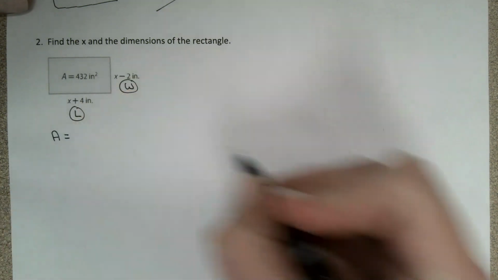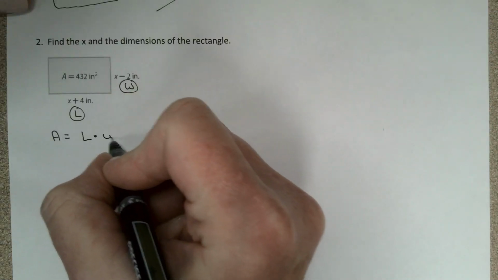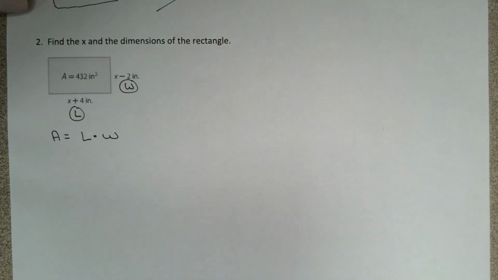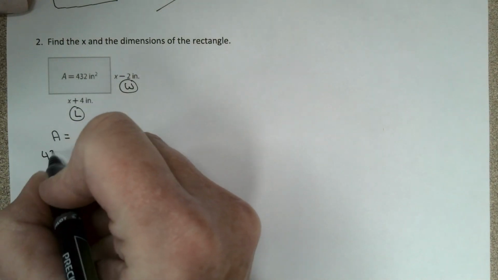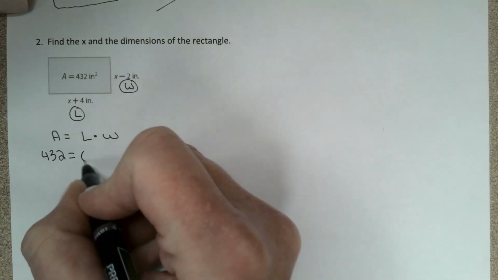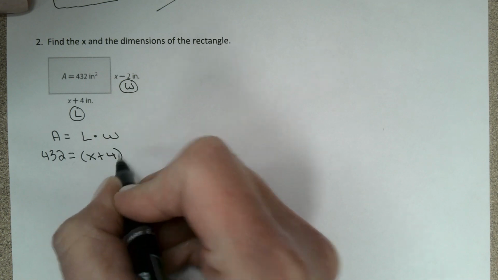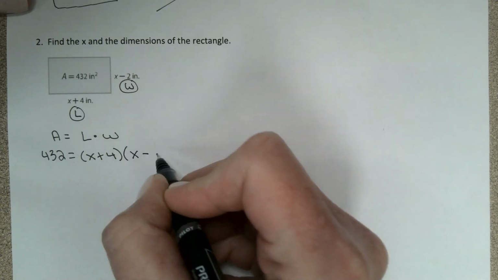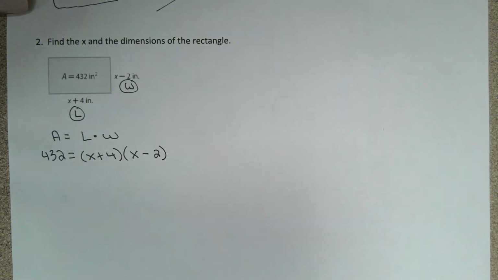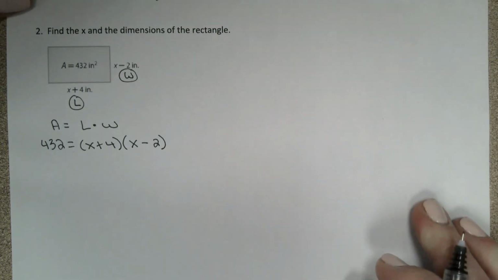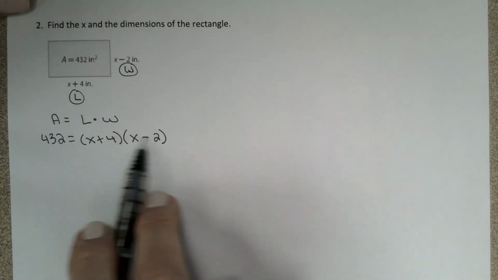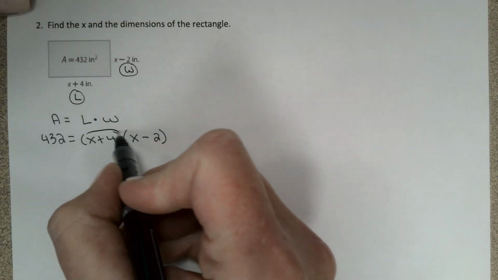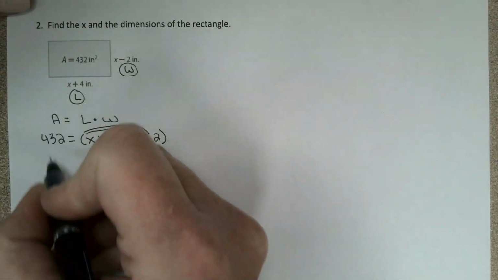So I'm going to use the area formula of length times width. And now I'm going to go substituting. It says A is 432. It says your length is x plus 4. And it says your width is x minus 2. When I have a quadratic, I can't have all this over here, so I'm going to have to multiply and distribute.